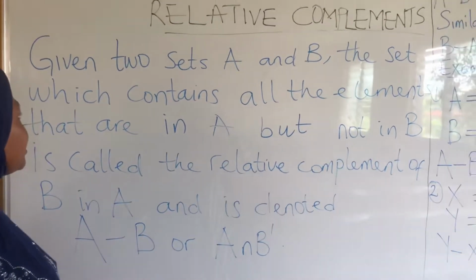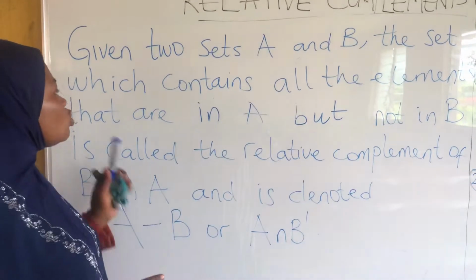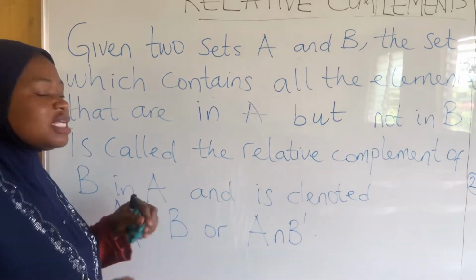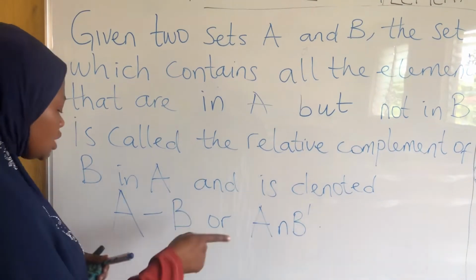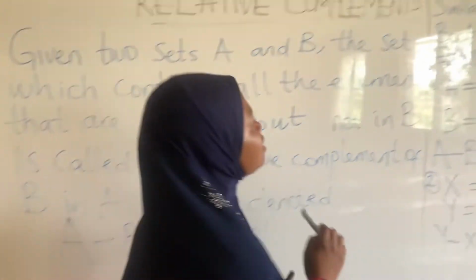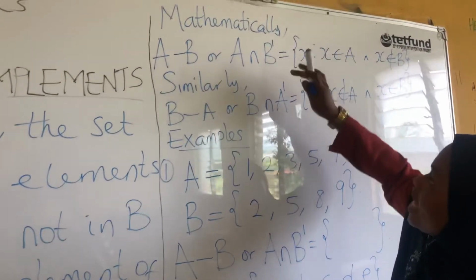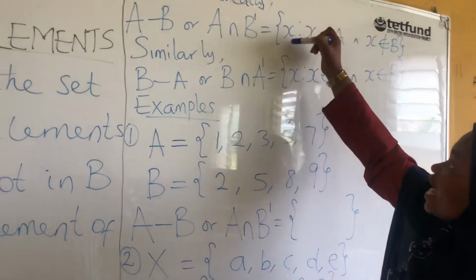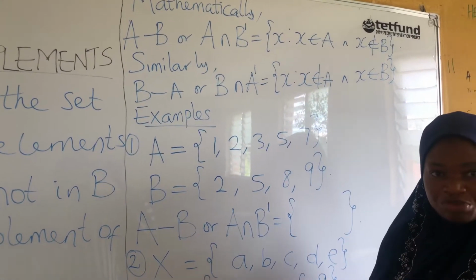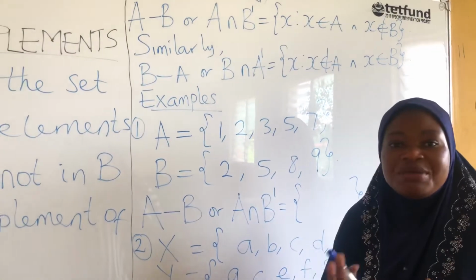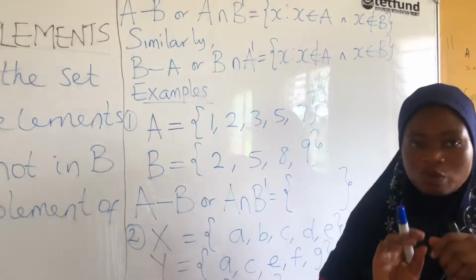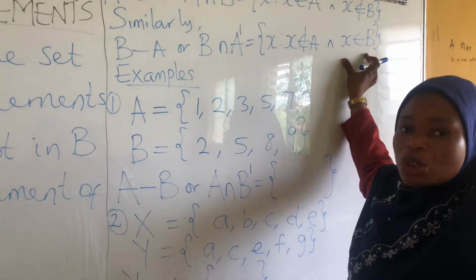For relative complements, given two sets A and B, the set which consists of all the elements in A that are not in B is called the relative complement of B in A, and is denoted as A minus B or A intersect B prime. Mathematically, A minus B, or A intersect B prime, is equal to the set of x such that x is an element of A but x is not an element of B. Similarly, B minus A or B intersect A prime means x is not an element of A, but x is an element of B.